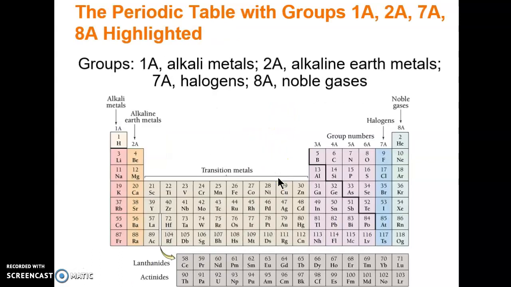All right, next slide. Other things to know about the periodic table. You want to know that group 1A, these are the alkali metals. Group 2A, these are the alkaline earth metals. Group 7A, these are the halogens, and group 8A are the noble gases. You definitely want to memorize those.